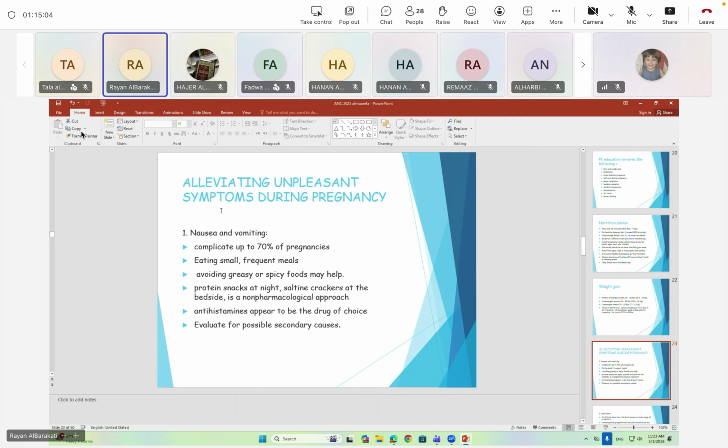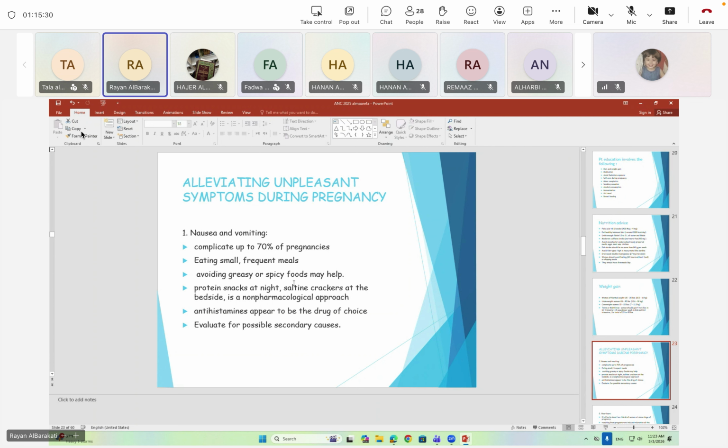Alleviating unpleasant symptoms during pregnancy. A lot of symptoms can come. It can be a sign of disease, usually in non-pregnant ladies, but in pregnancy it comes as a complaint of pregnancy. So of course the number one is nausea and vomiting, especially in the early first trimester. This complicates 70% of pregnancies.